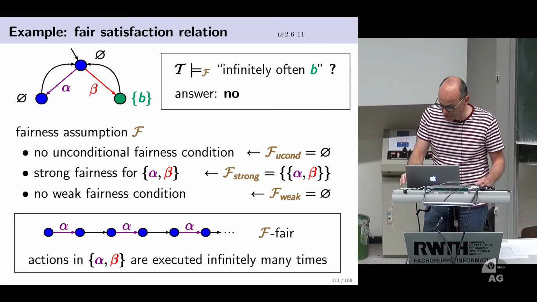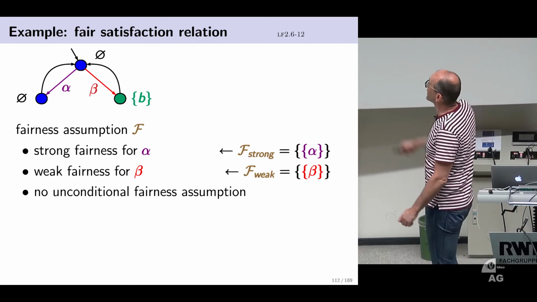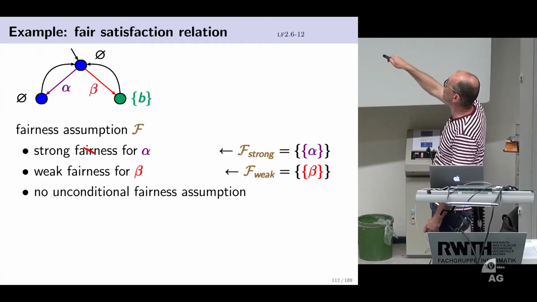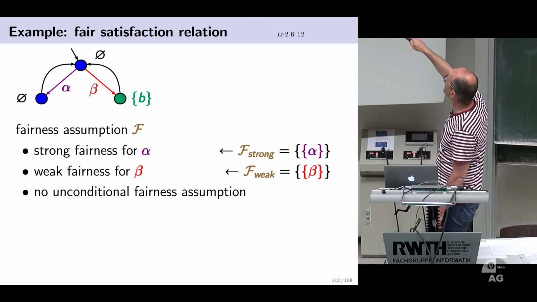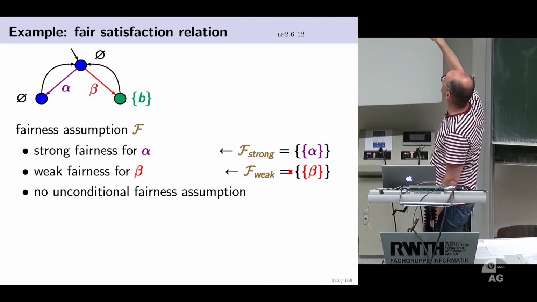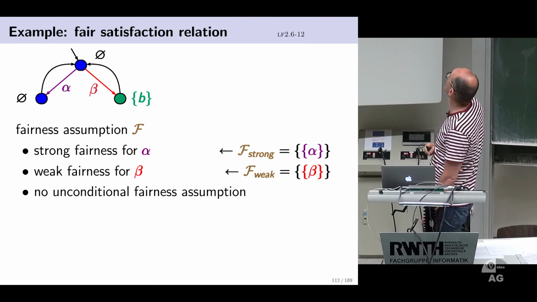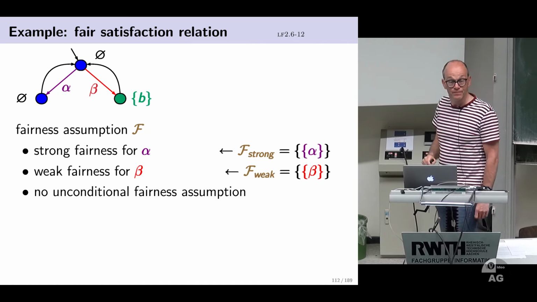So that's what we just have seen. So now we are taking a little bit different. Again, no unconditional. We have weak fairness for beta and strong fairness for alpha. So formally speaking, this is the empty set. I did not even write it down. F weak is a set containing only the set beta. And F strong is a set that contains only the set alpha.